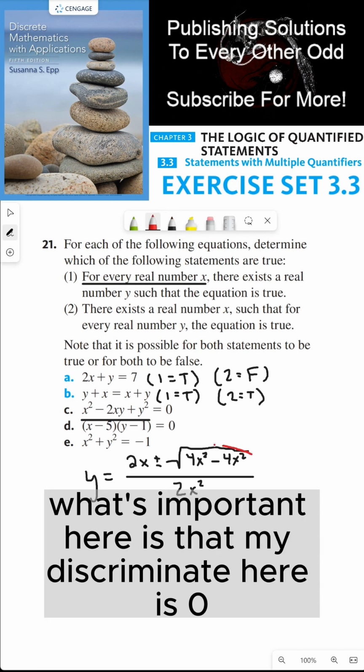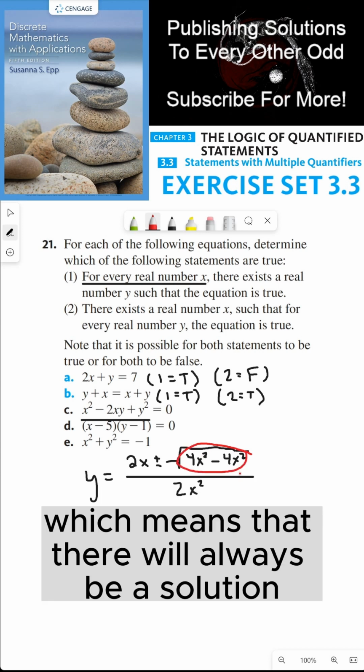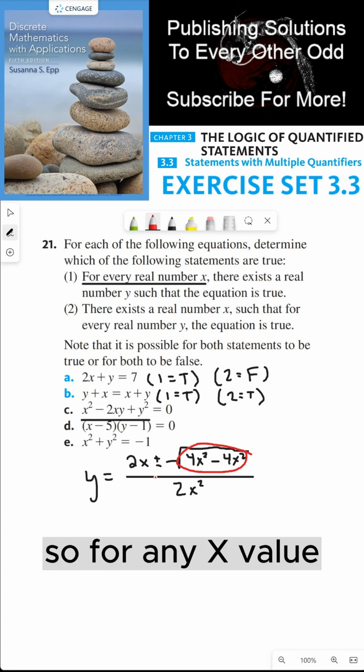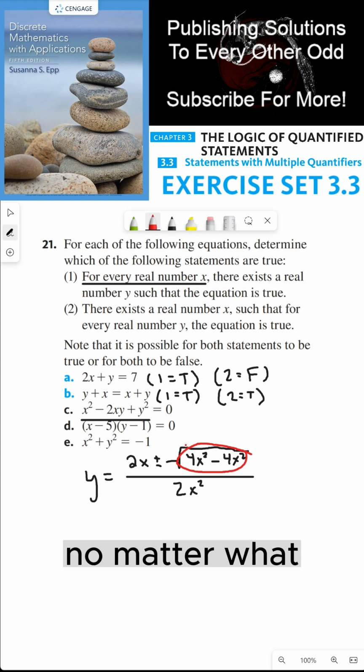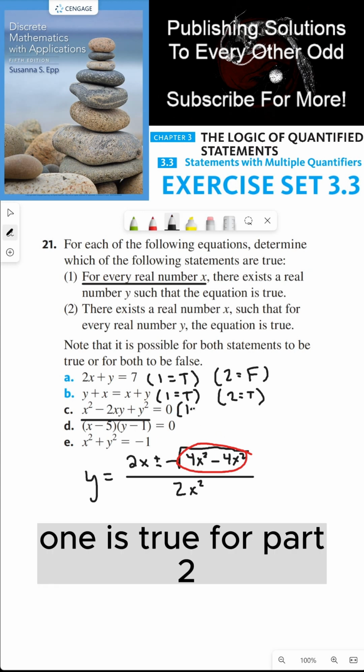What's important here is that my discriminant here is 0, which means that there will always be a solution in the real numbers. So for any x value, I can find a y value that makes this work no matter what. So that's why 1 is true.